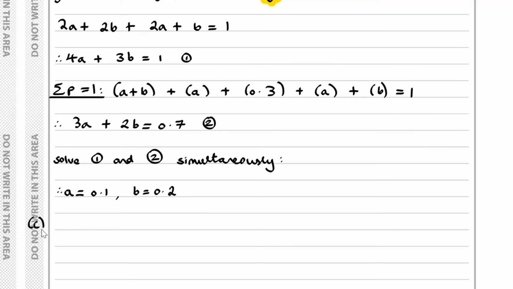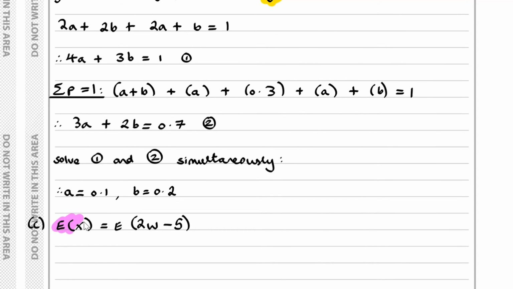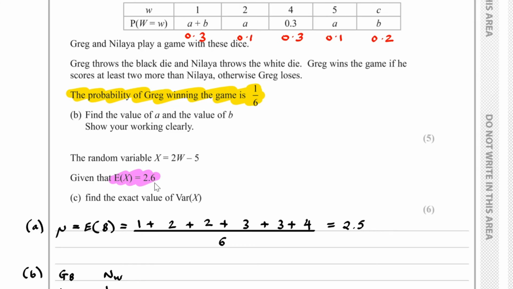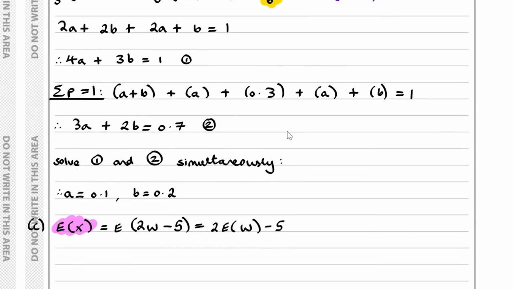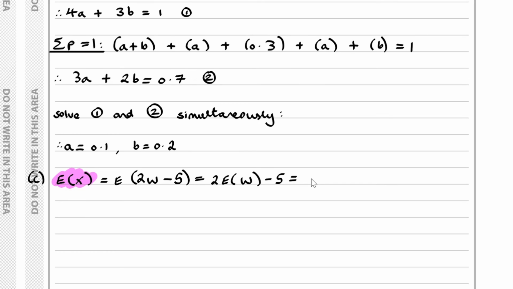So I'll explain what I mean. So for part C of the question, the expected value of X, remember X is equal to 2W minus 5. Okay, and we know that this expected value is equal to 2.6. So we can rewrite this as 2 times the expected value of W minus 5. And we have a table involving W's, so with that we can find out what c is. So this over here is equal to 2.6. Okay, and that's from what we were told in the question.